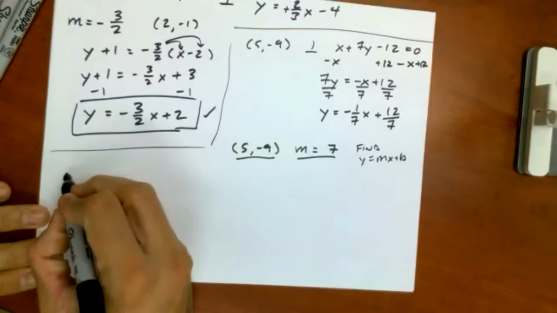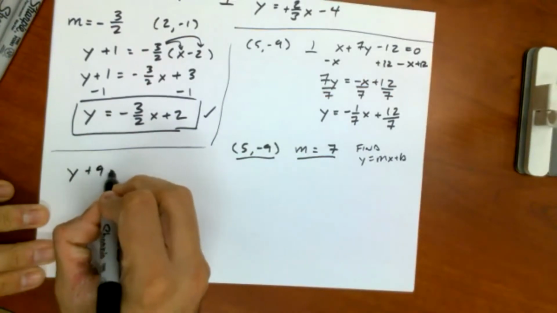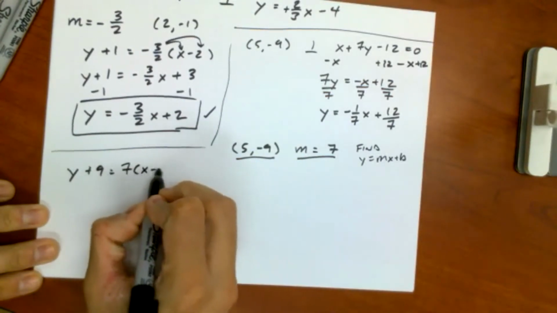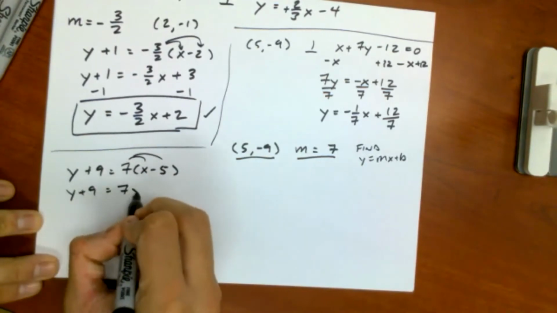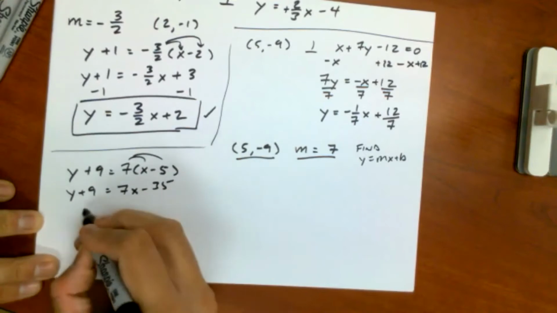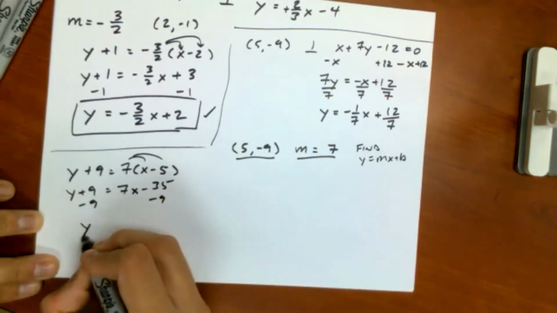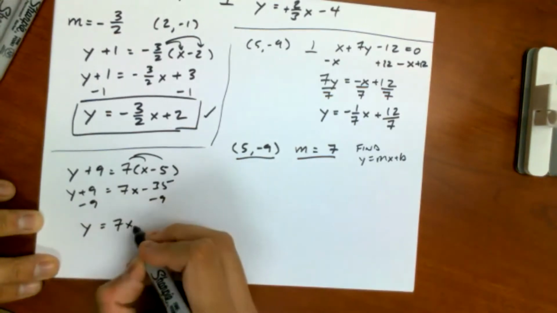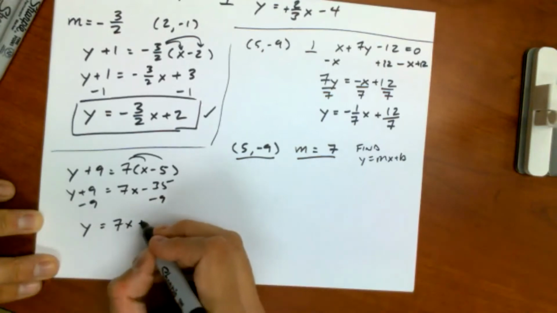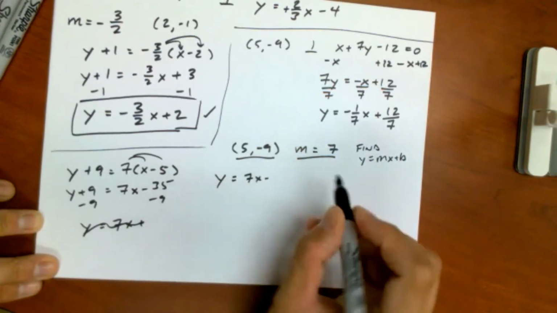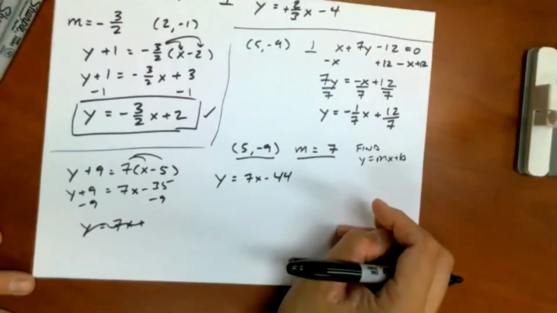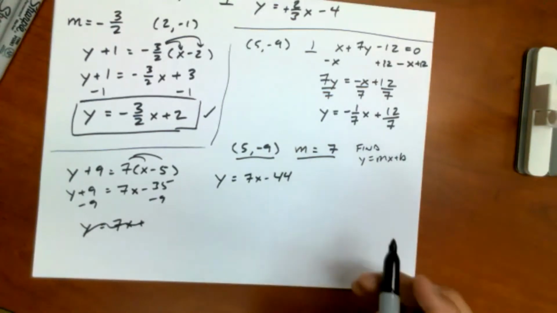We get y, I'm going to start over. So y plus 9 equals 7 times x minus 5, right? Distribute the 7, we get 7x minus 35. Subtract the 9, we wind up with y equals 7x minus 44, right? Y equals 7x minus 44.